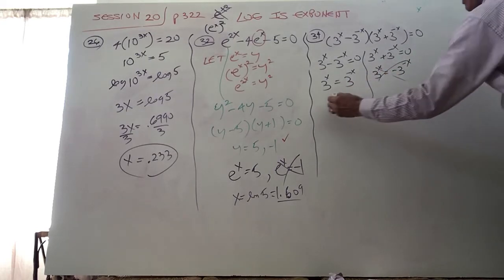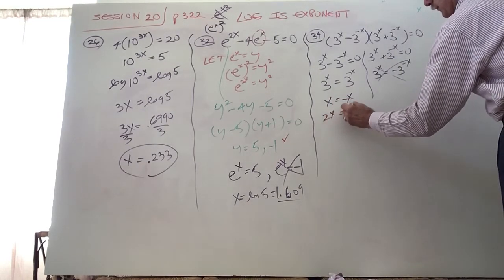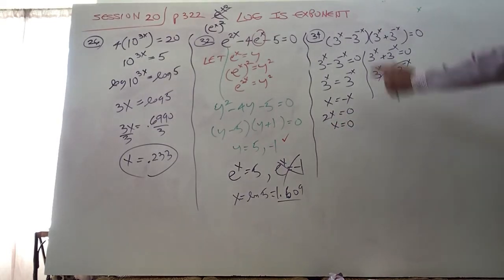The bases are the same, so the exponents should be the same. And the only way, of course, those would be the same is if x is 0, right? Okay, so x is 0 should work very nicely for you. But check it back here if you would.